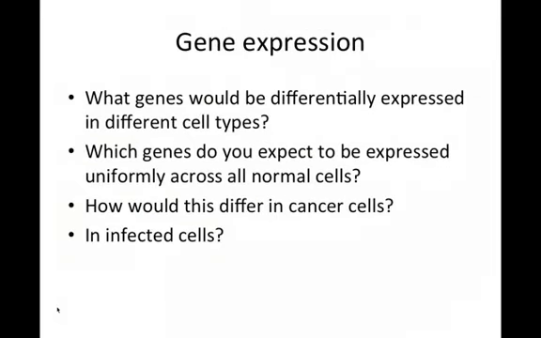Okay. We just talked about this. So we talked about genes that would be differentially expressed in different cell types, and genes that would be uniformly expressed in normal cells. What kind of genes do you think would be expressed differently in cancer cells? What might be expressed really, really high in cancer cells?